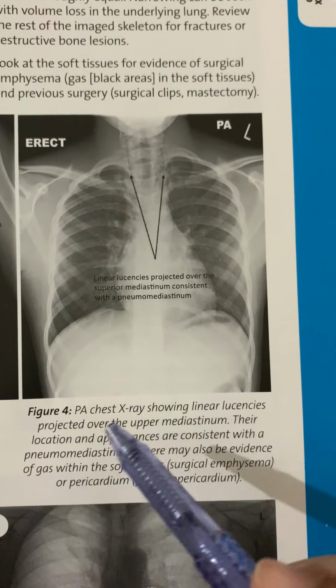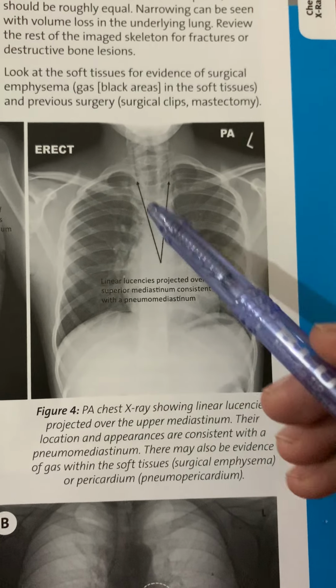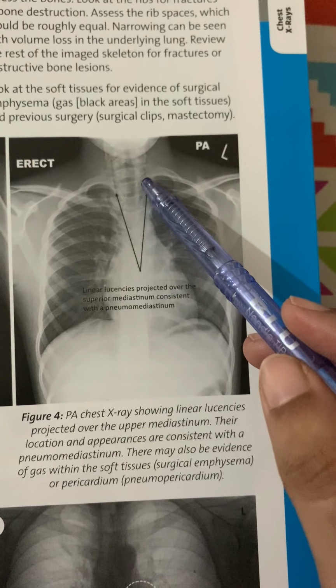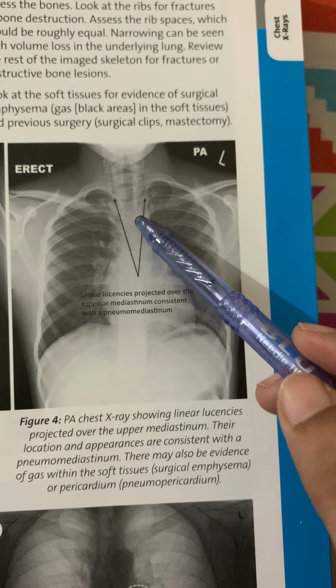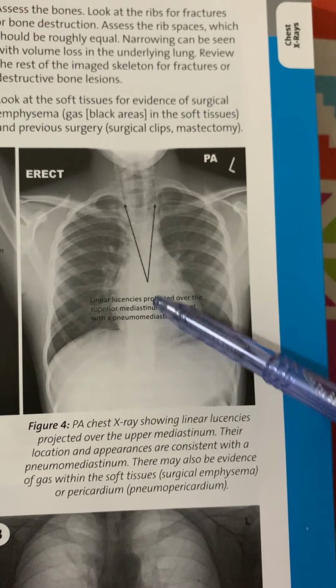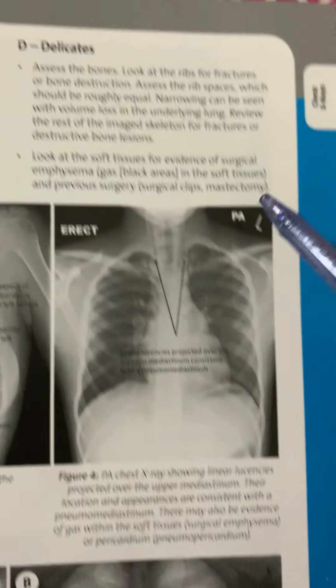This is the PA chest X-ray showing linear lucencies projected over the upper mediastinum. Their location and appearances are consistent with pneumomediastinum, and there may also be evidence of gas within the soft tissue as a surgical emphysema.